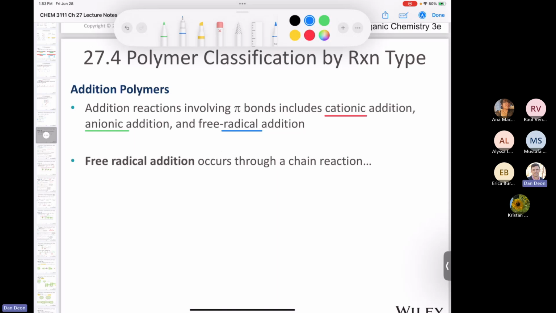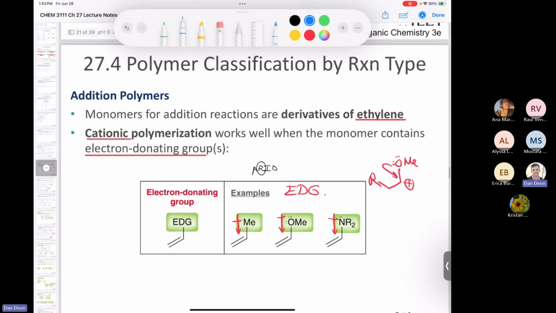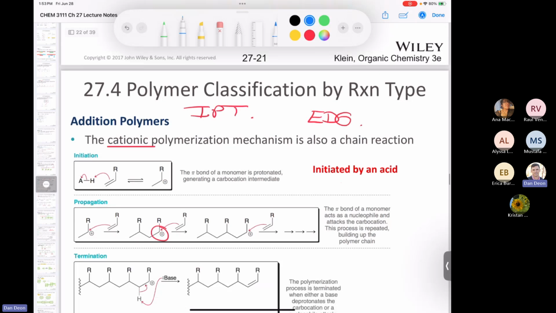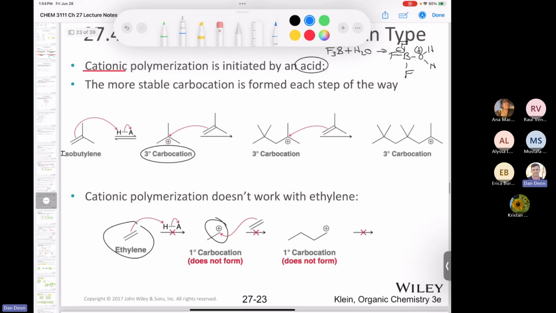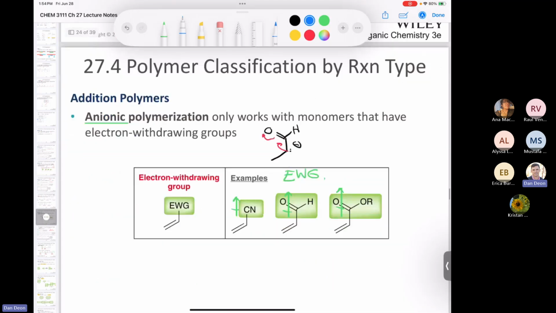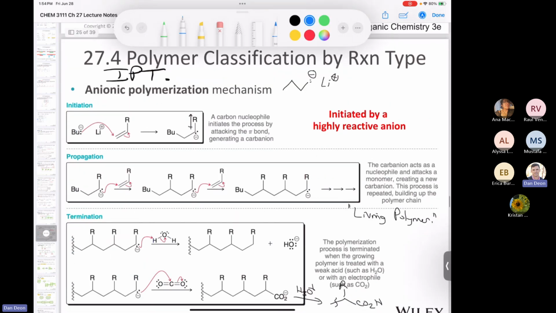Okay, so we talked about radical polymerization, which involves initiation, propagation, and termination. Then we talked about cationic polymerization, which involves initiation, propagation, and termination. And for cationic polymerization, you want to have an electron donating group on your monomer. And then we talked about why isobutylene polymerizes, but ethylene doesn't, via a cationic addition because a primary carbocation is so unstable. Then we talked about anionic polymerization and how you want to have an electron withdrawing group for that because it stabilizes the carbanion that's formed.